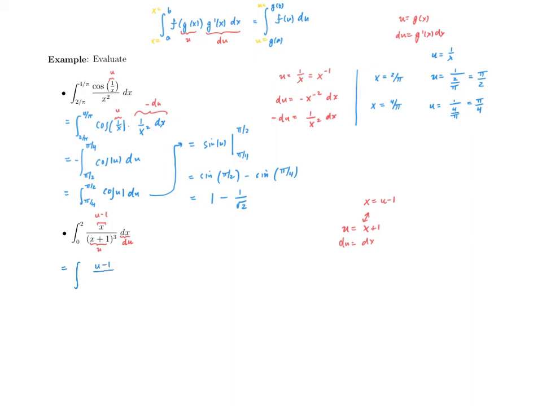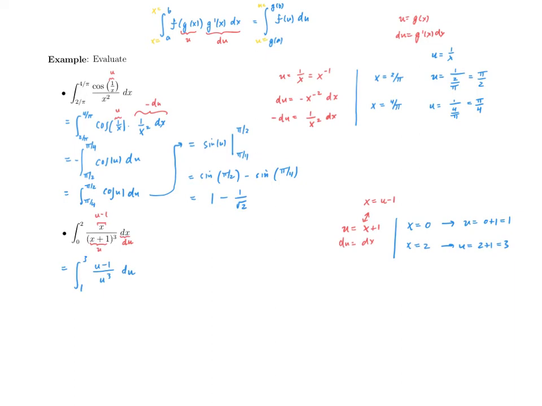It will be u minus 1 over u cubed du. And from an integration perspective, this is something we can certainly handle by breaking it up into two separate fractions. But before we get carried away, remember we need to change our limits of integration. Lower limit is x equals 0. Upper limit is x equals 2. For that lower limit, when x is 0, the corresponding u value would be 0 plus 1, which is 1. And for the upper limit, when x is 2, u is 2 plus 1, which is 3.